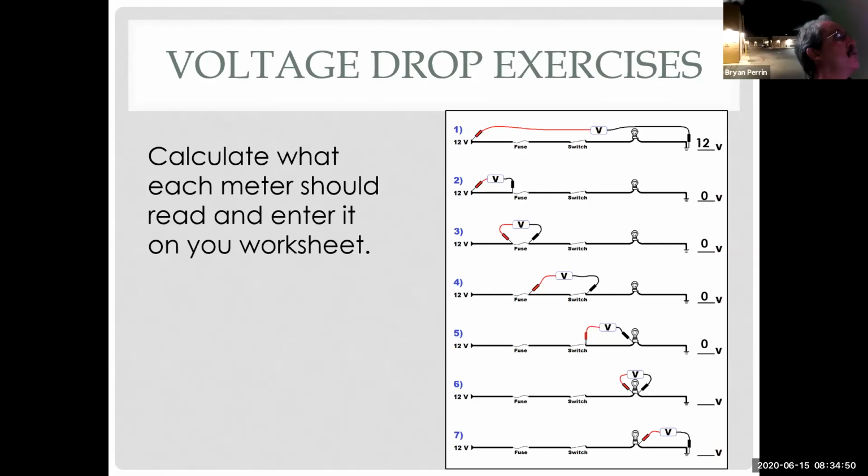Yes, 12 volts, right? It's my only load in a series circuit. It has to use all my voltage. So what's number 7? 0, right.